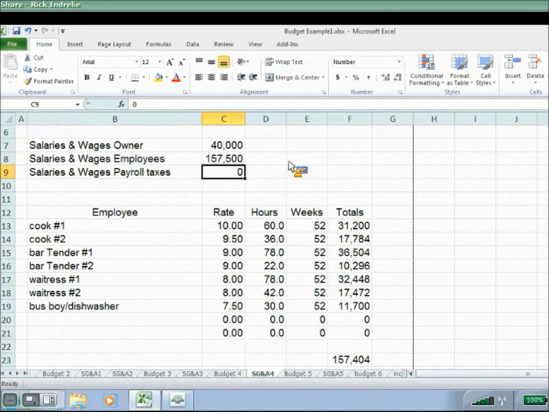Now we need to figure out payroll taxes. There are a lot of different ways to figure out payroll taxes. What I like to do is just take a percentage of our salary and wages. And I'm going to use 15%. I think that's going to be a fair number.